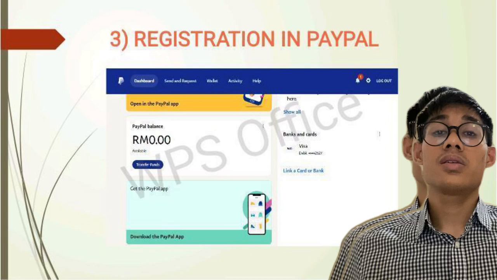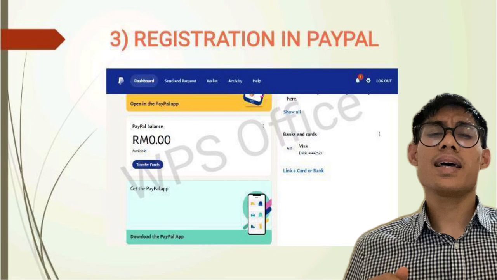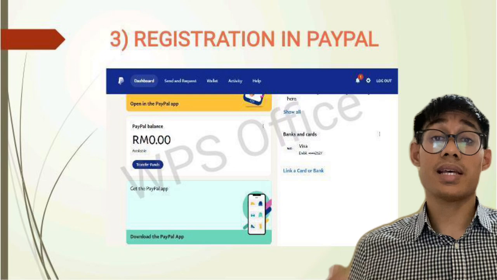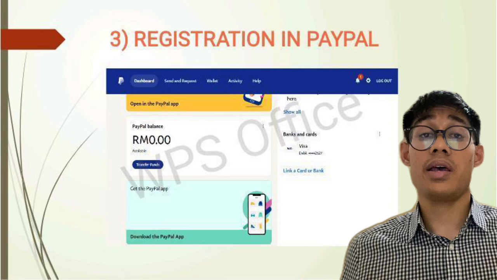So the third part is registration in PayPal. Let me explain what PayPal actually is. PayPal is an online payment system that allows us to pay for transactions, accept payments when selling items or services, and also send money to our friends and family.